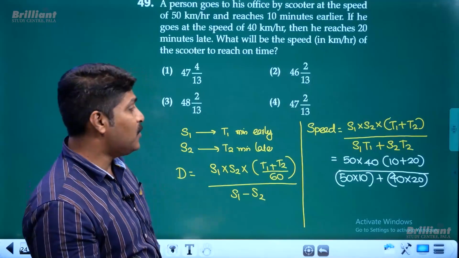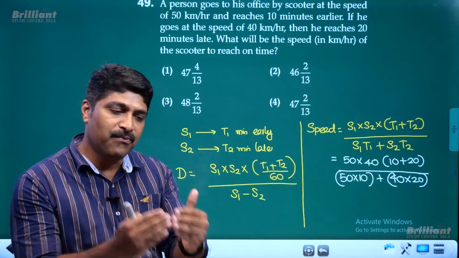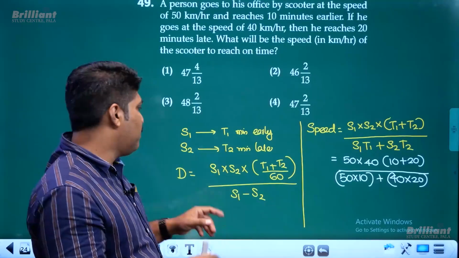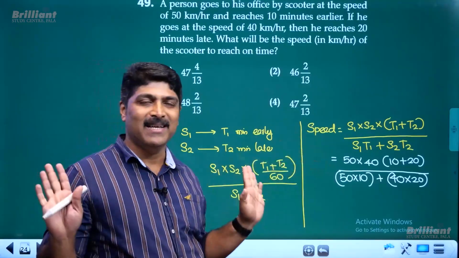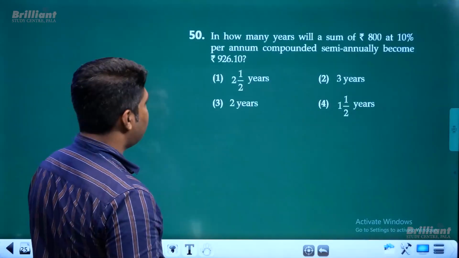Then if the question is asking about the exact time he needs to reach this office, you simply divide this distance by speed, and you will get the result. So you just try it. Then we can move to the final question.